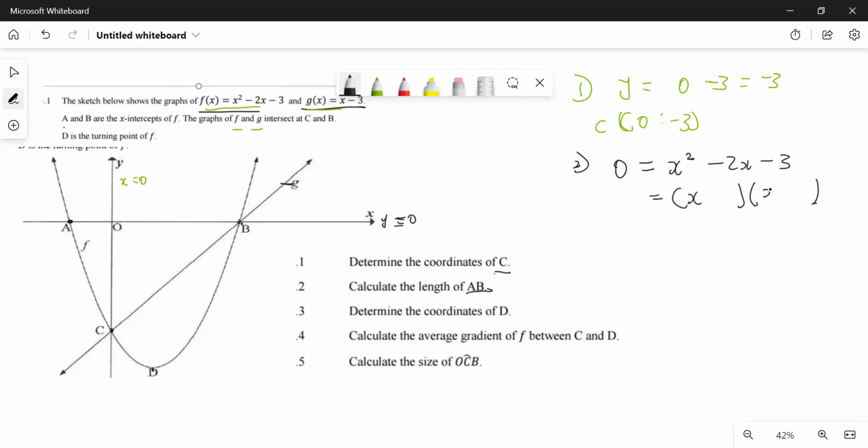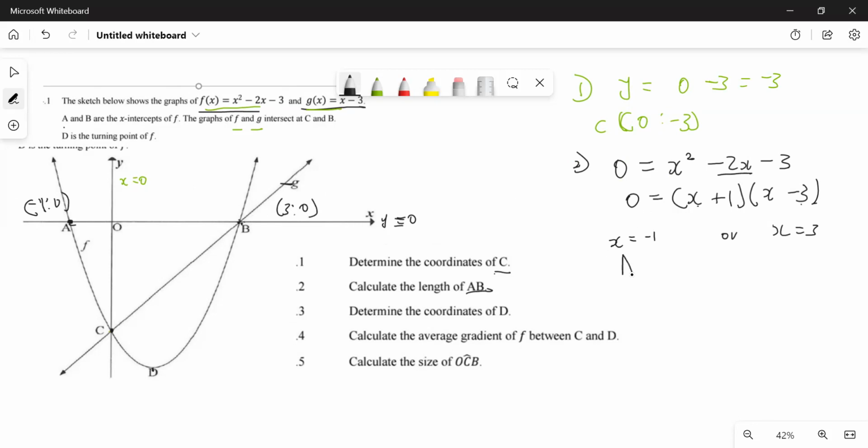So we have x and x. x multiplied by x is going to give me x squared. I have minus 3 and plus 1. This one multiplied by this one is going to give me this one, and when I subtract, they're going to give me minus 2. Then you have x equal to minus 1, or x equal to 3. Then you will decide which one is A and which one is B. A is on the negative side, so we expect it to be minus 1, 0. B is on the positive side, so it's going to be 3, 0.